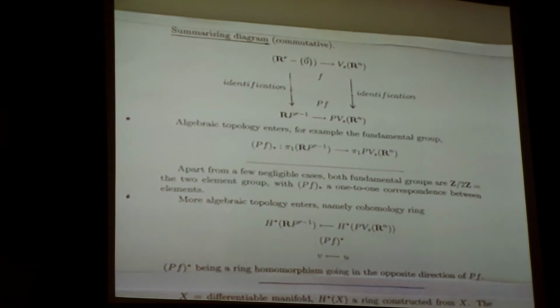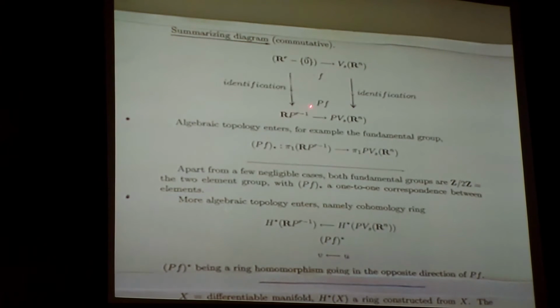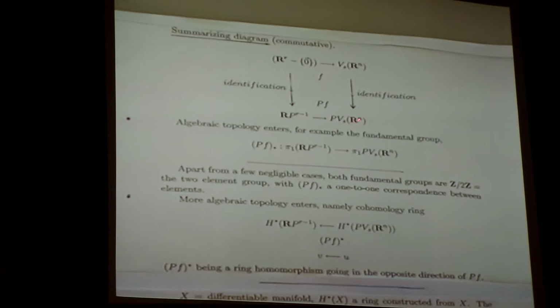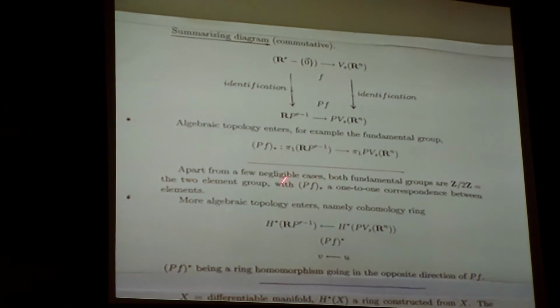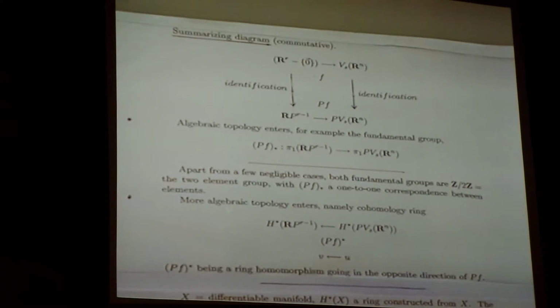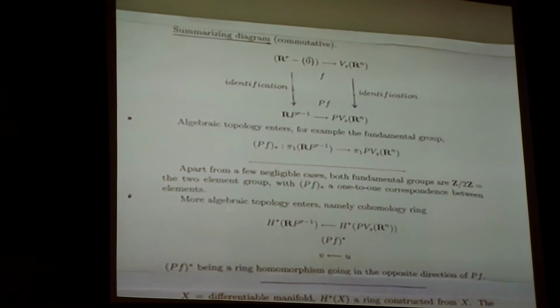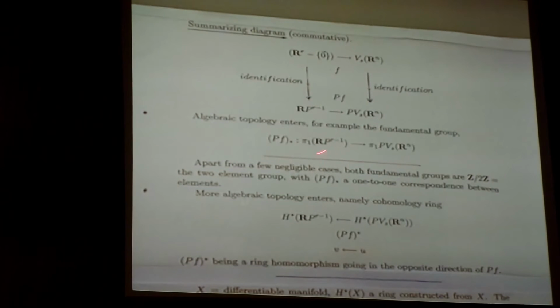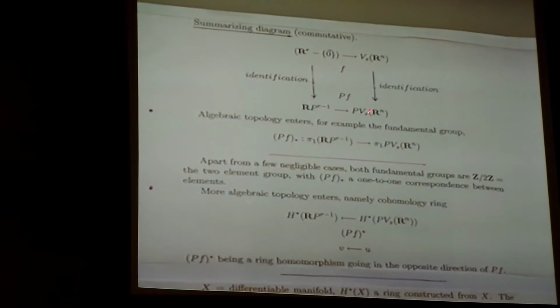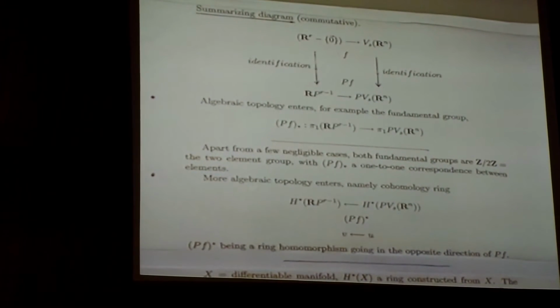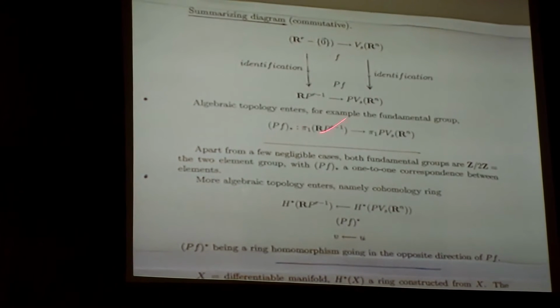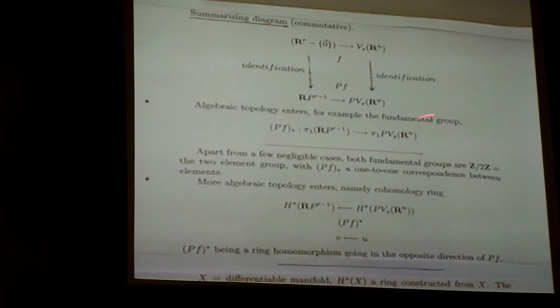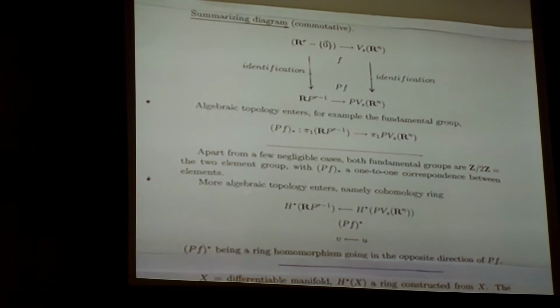And they are simple and interesting. The fundamental groups for real projective space and the projective Stiefel manifold, apart from some negligible cases, are both the group of order 2. And in fact, the map between them makes a correspondence between the fundamental groups, and this correspondence, thanks to the commutativity of the diagram, is a one-to-one, surjective, bijective correspondence. So that is very simple.